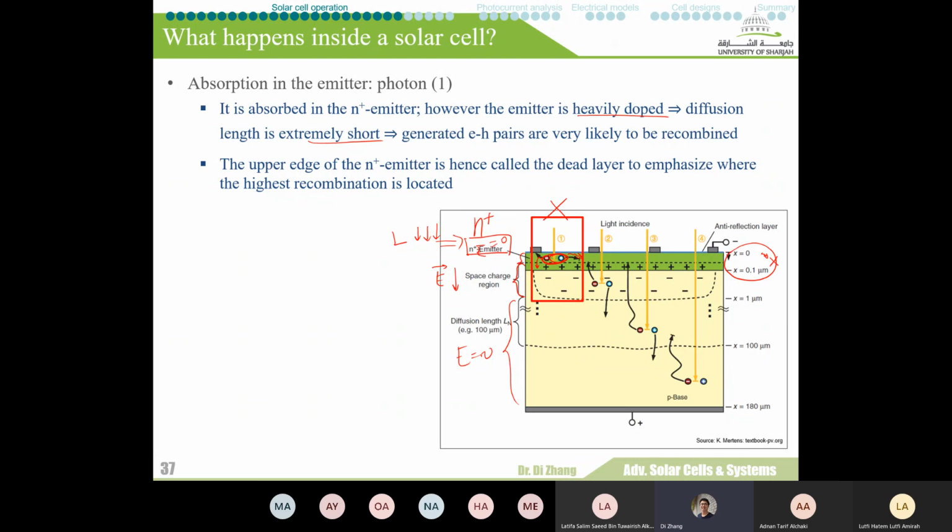Even though it's very easy to absorb photons near the front surface, most of the time we get zero electricity from there, simply because the diffusion length in this part is extremely small, and the carriers get recombined immediately after the excitation.